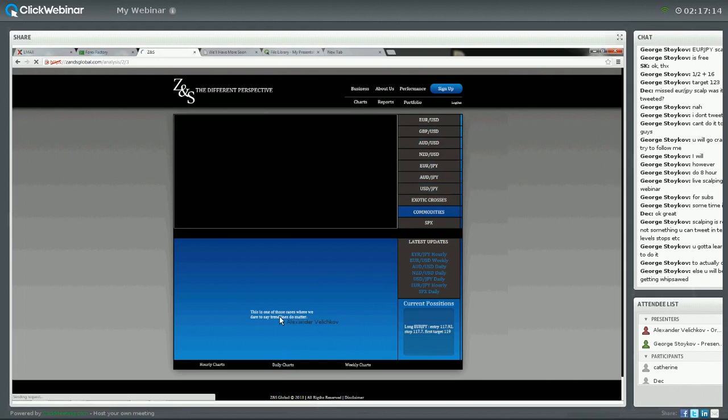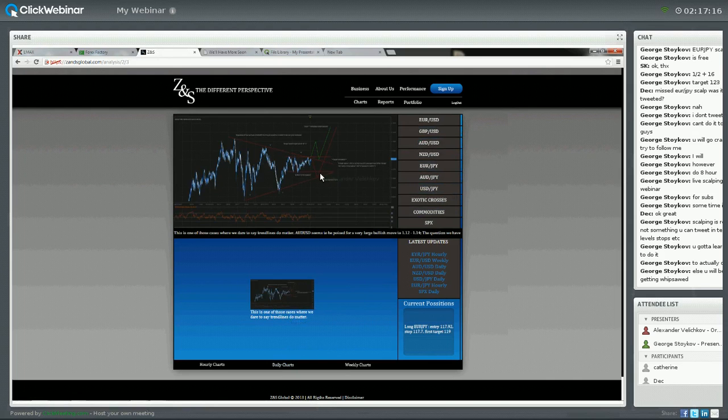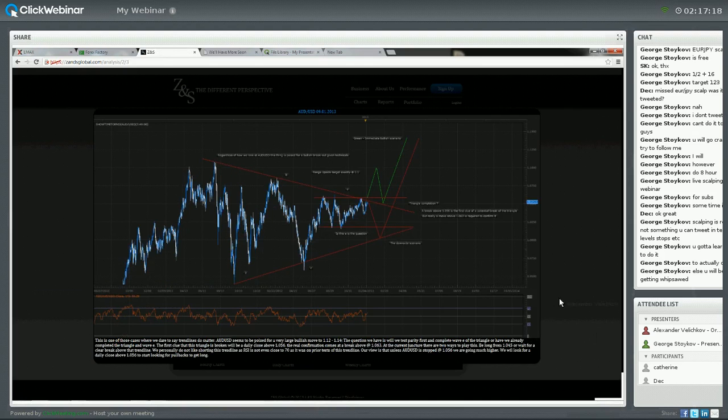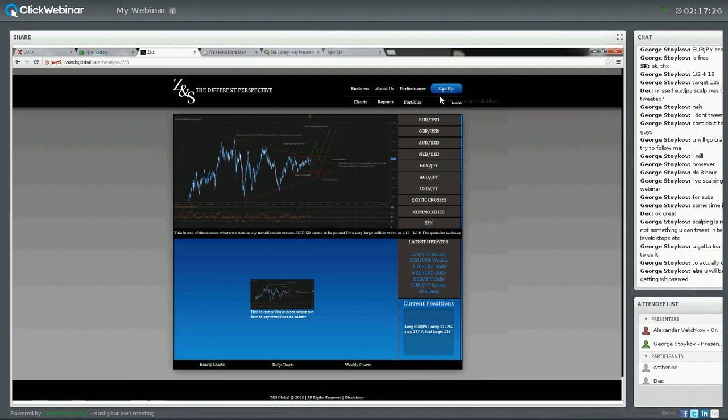Other pairs, Aussie dollar right now. This is an analysis that George has done, as you guys can see. I don't know, is it coming out pretty? Yeah, it looks good on your screen. You guys can see weekly charts, etc.